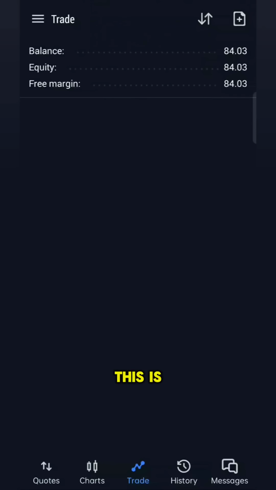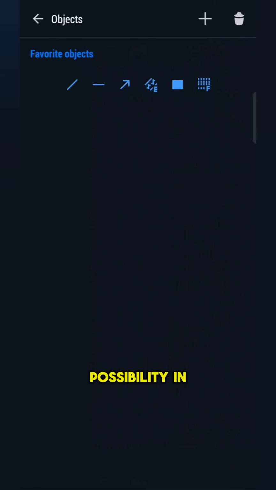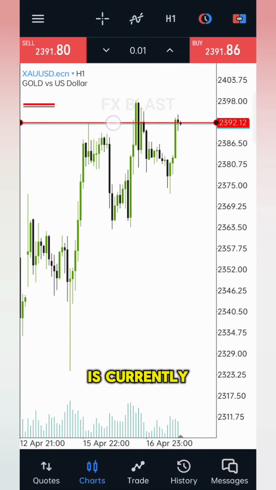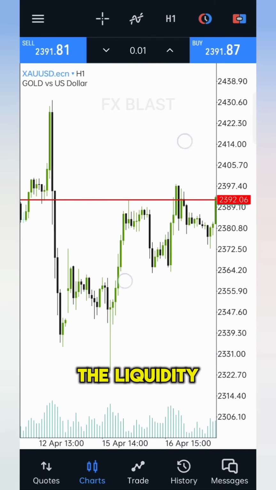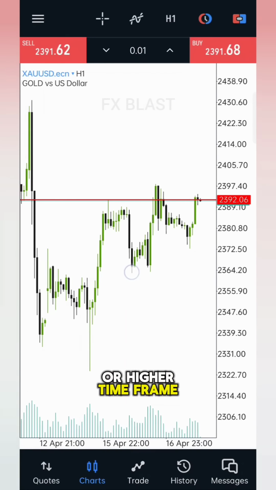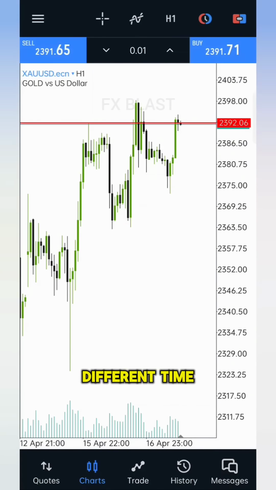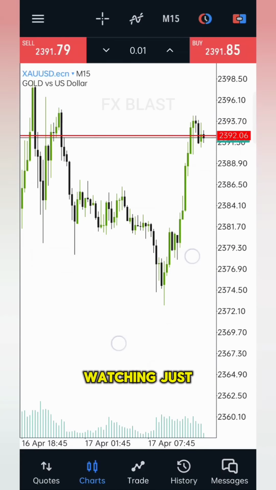Guys, finally this is the last trade I executed last week. I identified another possibility in the gold market, and the gold price is currently fluctuating. The most recent higher high has been swept away, as seen here on a higher time frame. Guys, as shown here, the liquidity sweep candle has a full body, but on a different or higher time frame, it is just a wick. Different time frames provide different data, so don't get confused by watching just the one time frame.